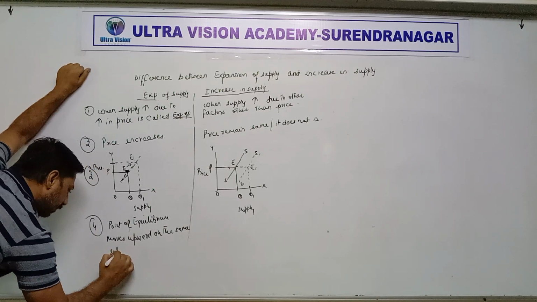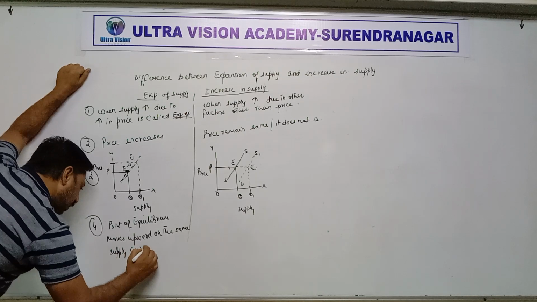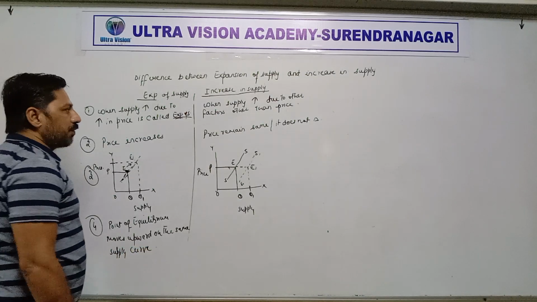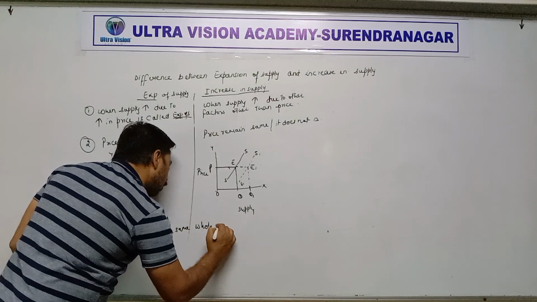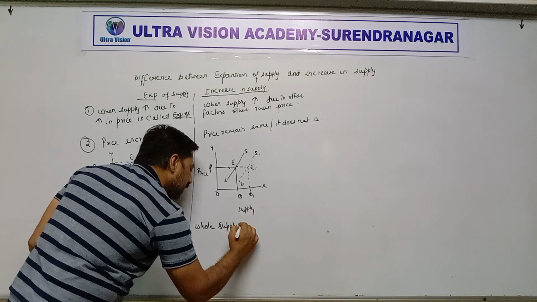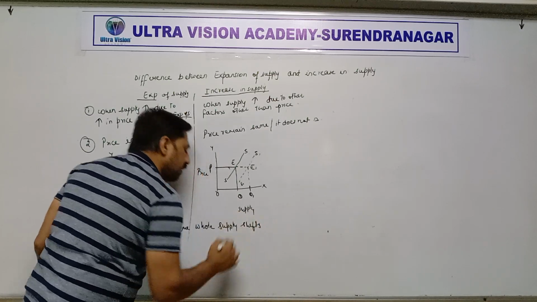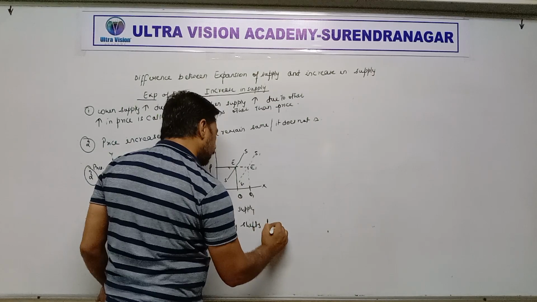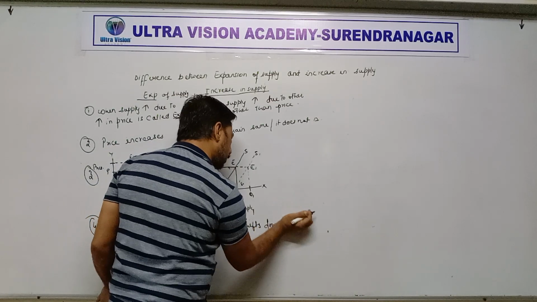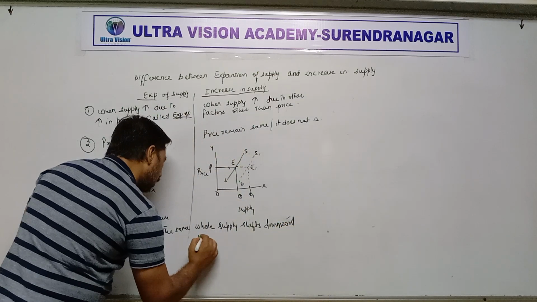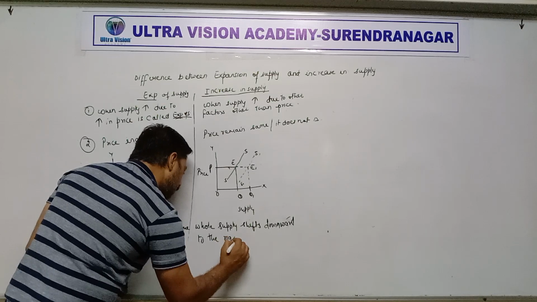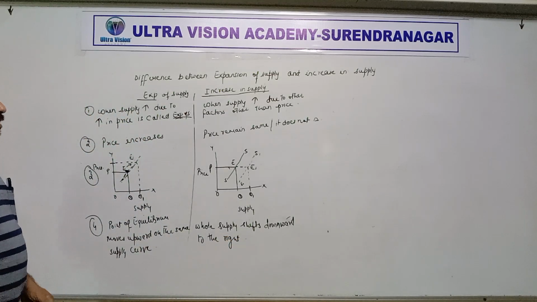On the same supply curve. But in case of increase in supply, the whole supply curve shifts downward to the right. These are the four differences between expansion of supply and increase in supply.